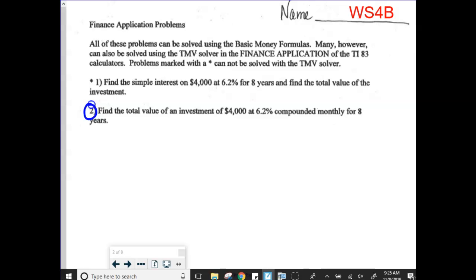Okay, first of all, I call bull on this investment. Show me an investment that gives you 6.2% compounded monthly, and I will sign up for it right now. That doesn't exist.